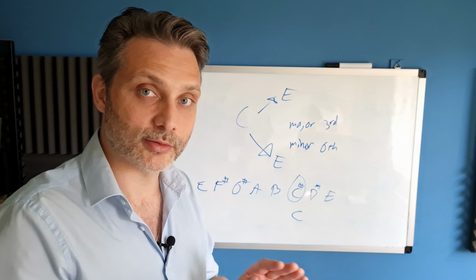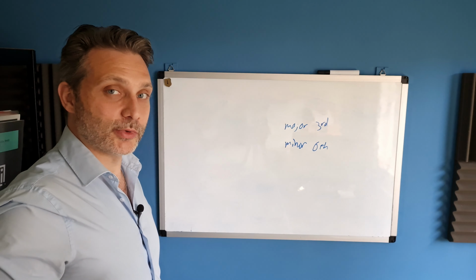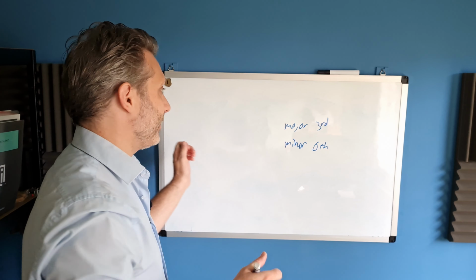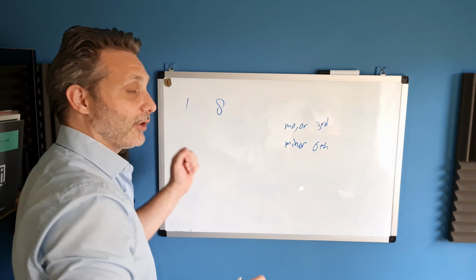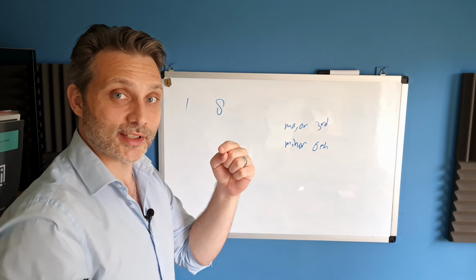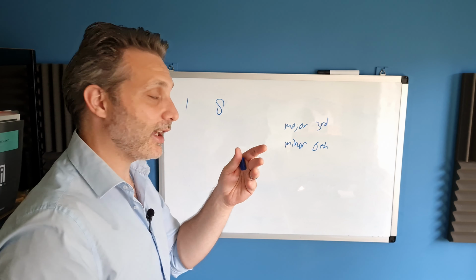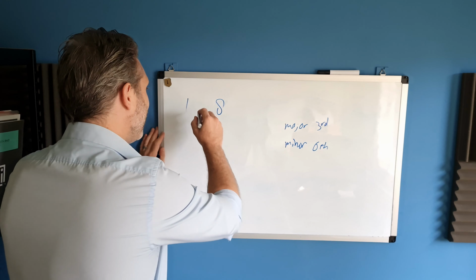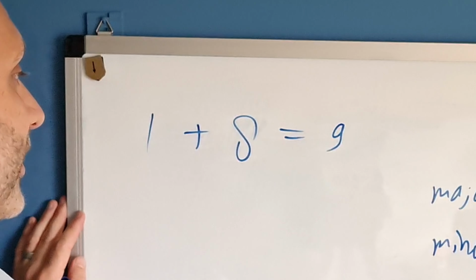Okay, so what we want to know about this is this. When we're turning the bottom note into the top note, we are inverting the interval. That's a complementary interval. These two intervals are complementary. Imagine we're doing this with the tonic and the octave. We get 1 and 8. If we turn the bottom note into the top note and the other way around, we still have 1 and 8. Remember this, 1 plus 8 equals 9.